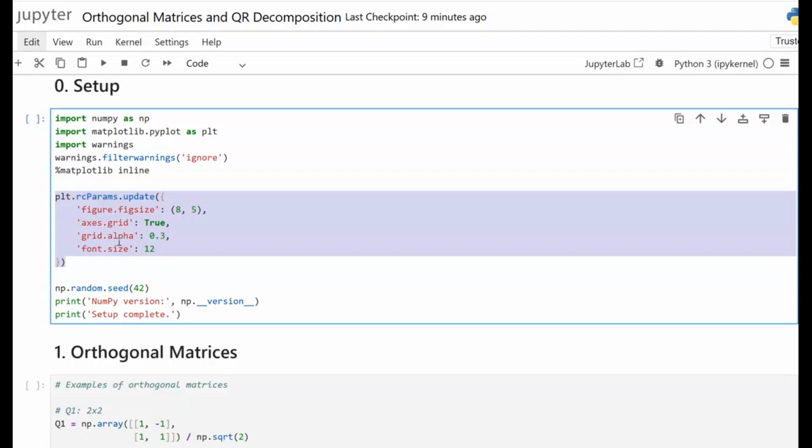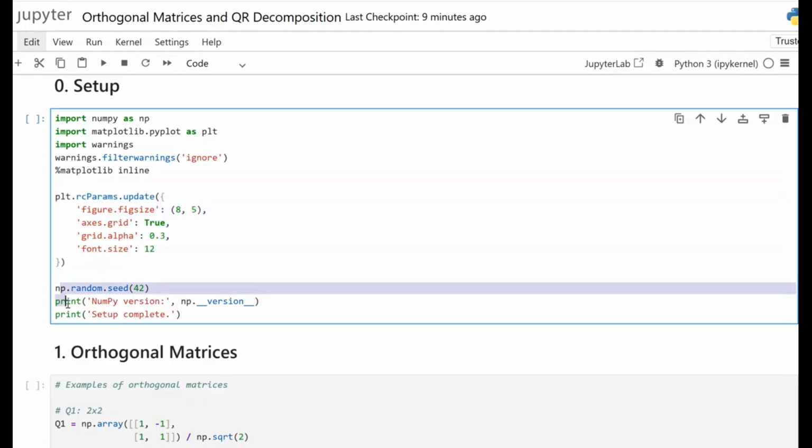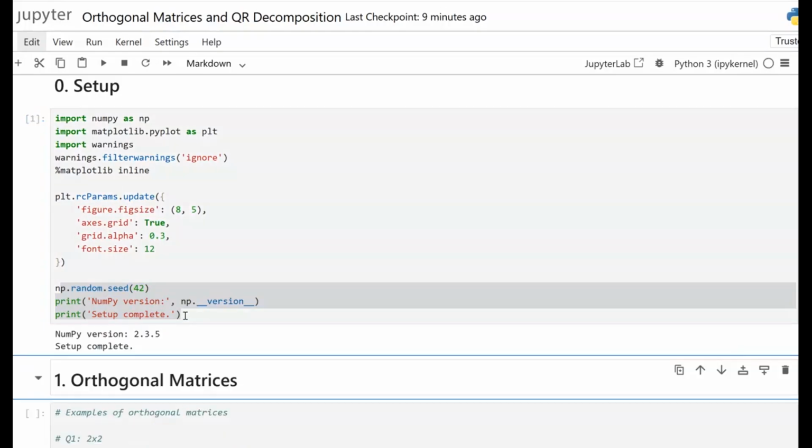And dear friends, of course, we have also included the version. It prints the installed version of NumPy by accessing the version attribute. Let me execute and see what the exact version is. Here the NumPy version is 2.3.5.